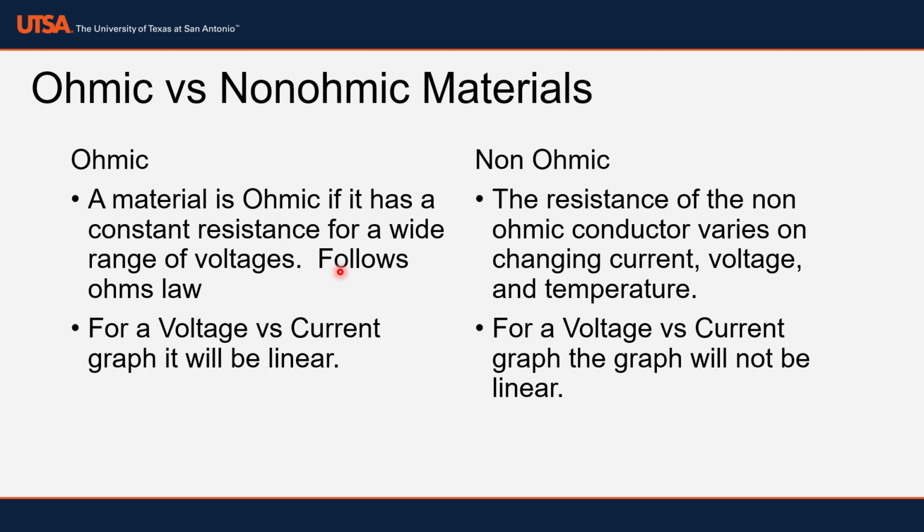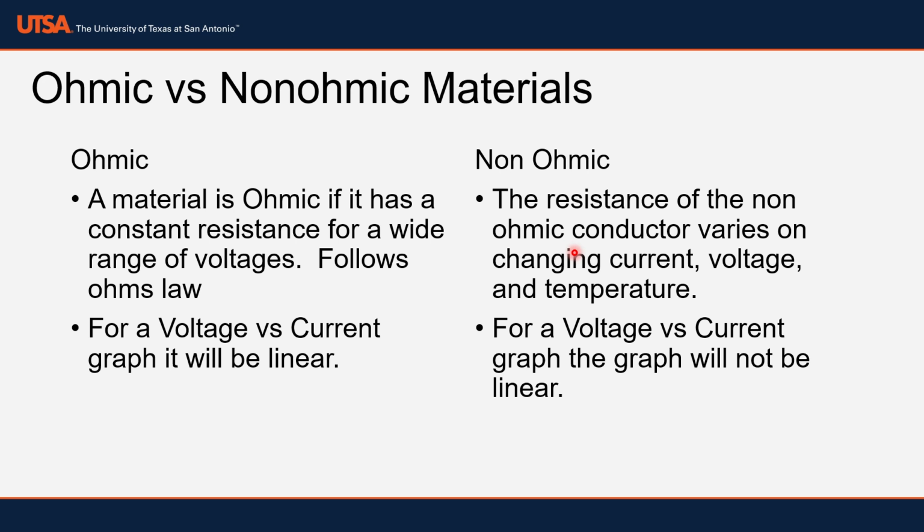So if it doesn't have a constant resistance for a wide range of voltages, then it's going to be a non-ohmic material. I'll try to make this a little bit clearer in a second, right? So a non-ohmic material, it'll vary, right? It's going to vary on changing the current, the voltage, and the temperature, and other variables. So if the resistance isn't constant, then you have a non-ohmic material.